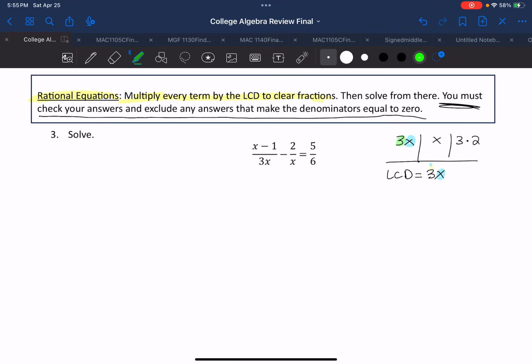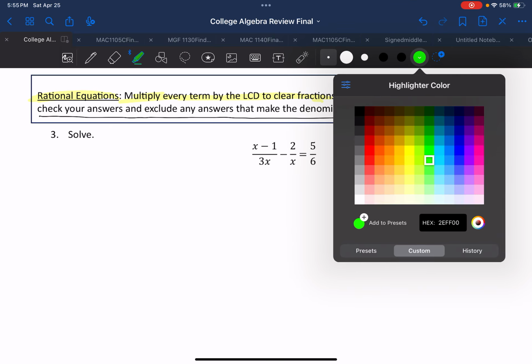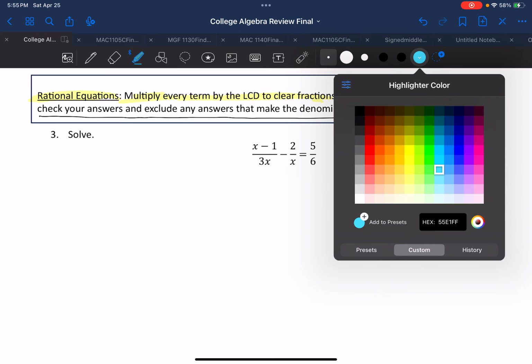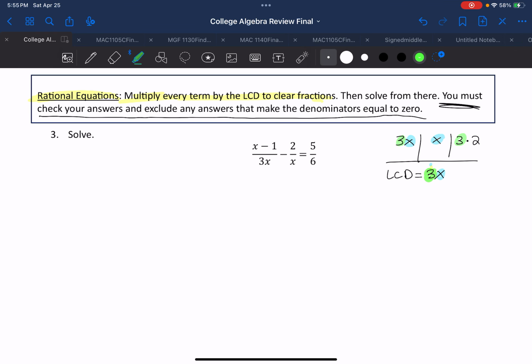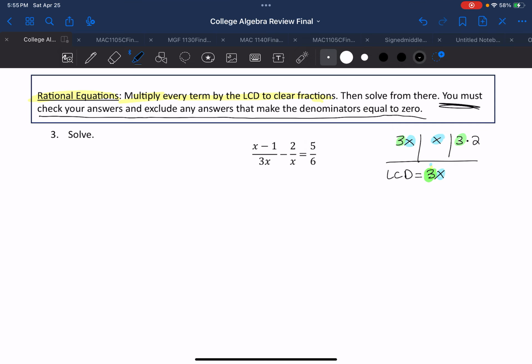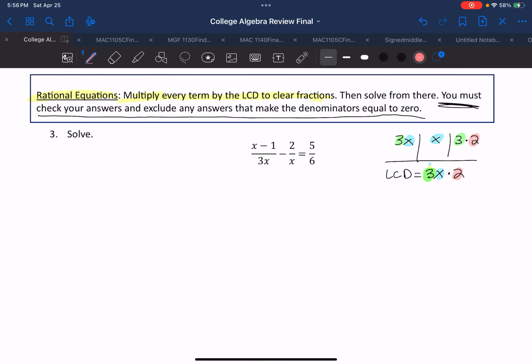And then I go to the second denominator. I already have an x, so I don't need another one. So I skip that. Go to the third denominator. I already have a 3, so I don't need another one of those. And then finally, I'm going to add the 2. So after multiplying that together, you get 6x is the least common denominator.